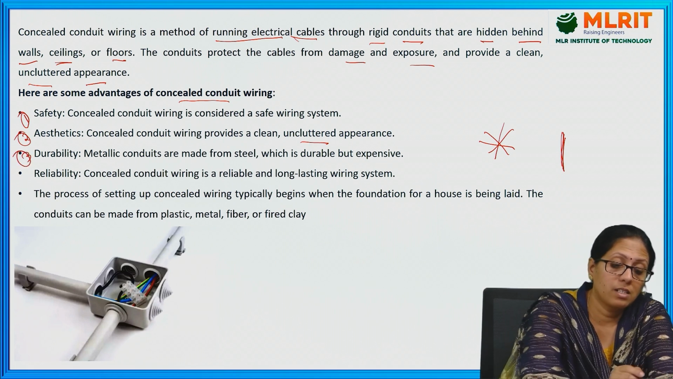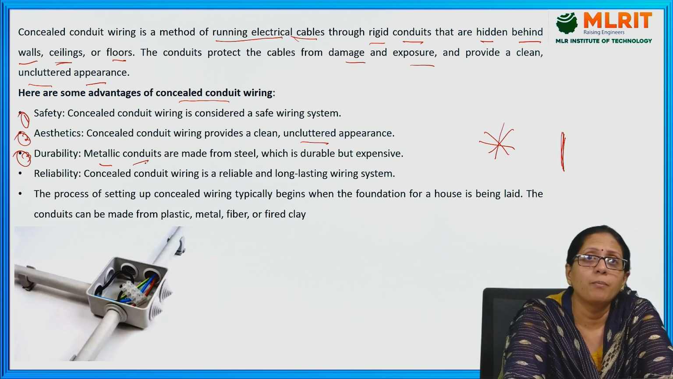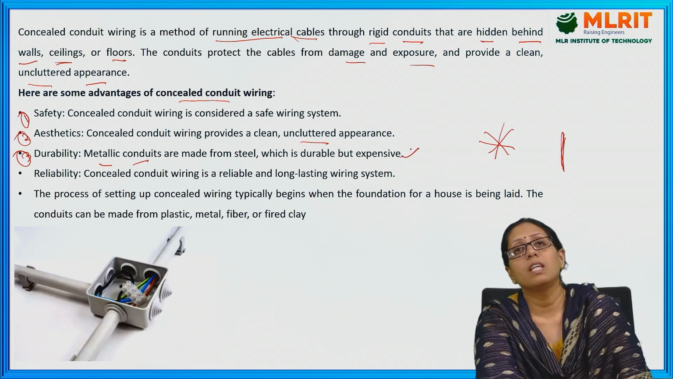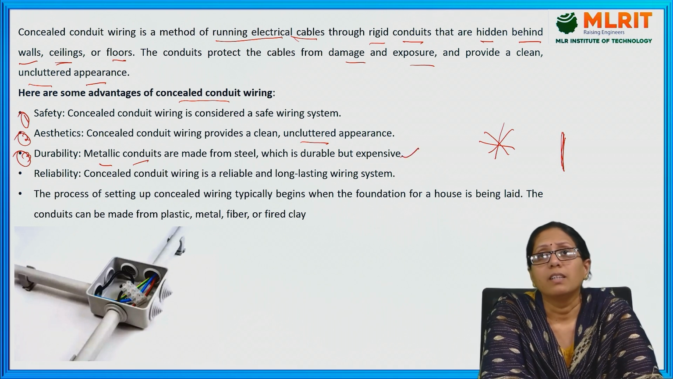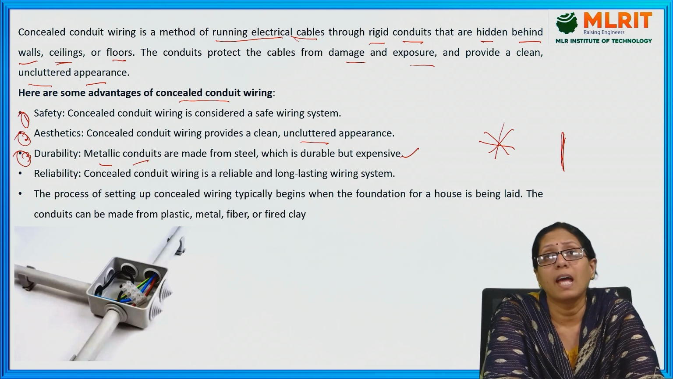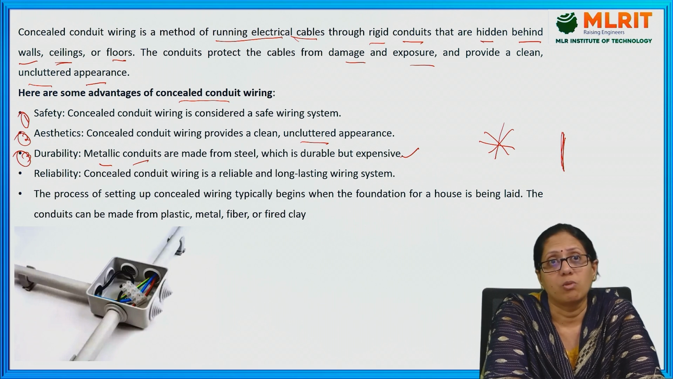Metallic conduits are made from steel, which is durable but expensive. Because they use metal like steel, they may be expensive, but the durability as well as the lifetime is more when compared to plastic conduits.